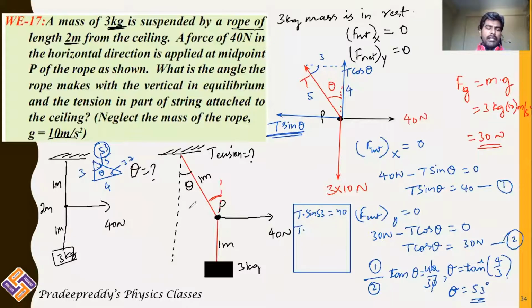T into, what is the sine 53? Sine 53 is 4 by 5. That is 4 divided by 5 is equal to 40. This gives you 4 tens 40. So T will be equal to 5 into 10, 50 Newton. So tension in the string is equal to 50 Newton. And angle made by the string is 53 degrees.